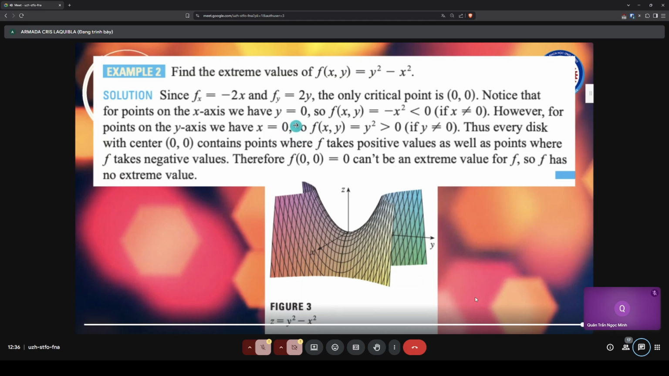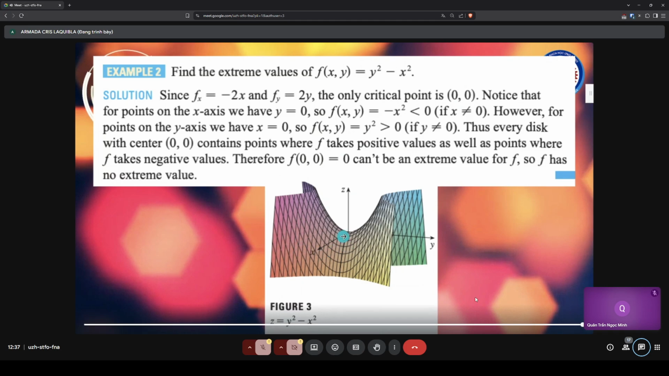Again, what to do there? We get the critical point, 0, 0. First, we substitute y equal to 0 here, so f of x, y becomes negative x squared. Now, if x is 0, your f of x, y is y squared, positive. So you have two kinds of values for f of x, y, a negative x squared and a positive y squared. So f of 0, 0 is equal to 0, and that cannot be an extreme value for f, so f has no extreme values.